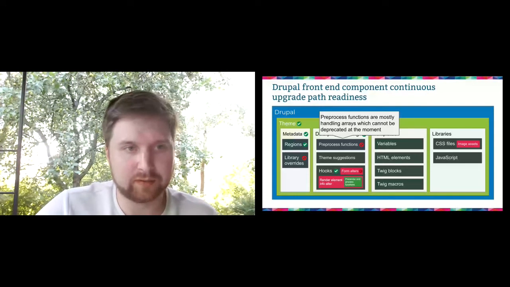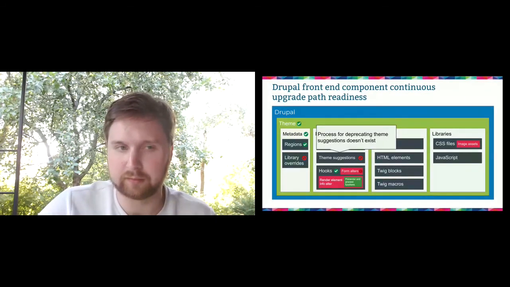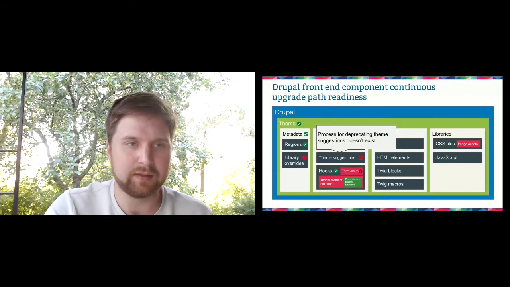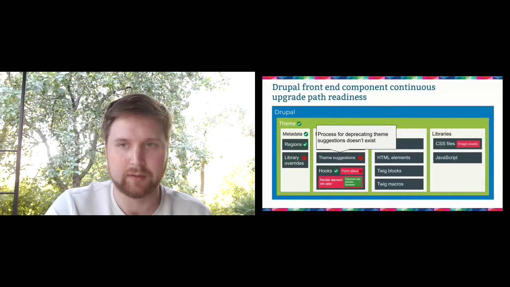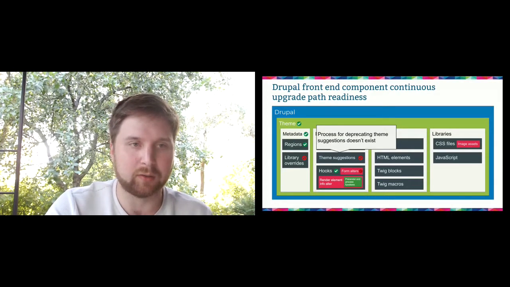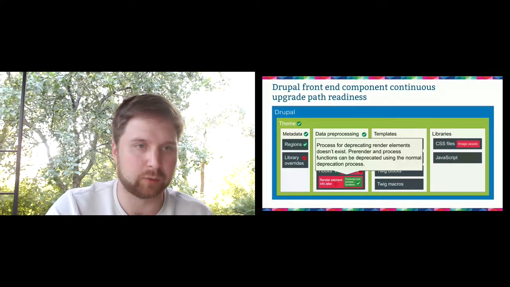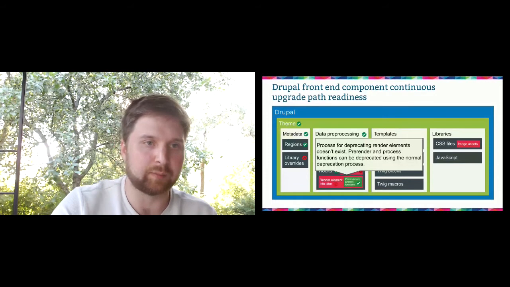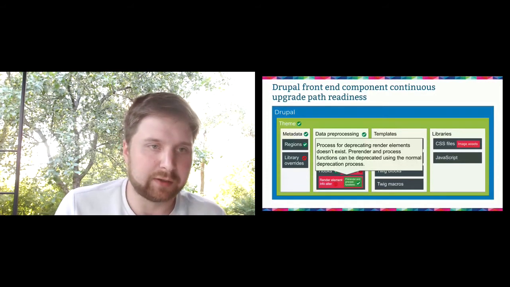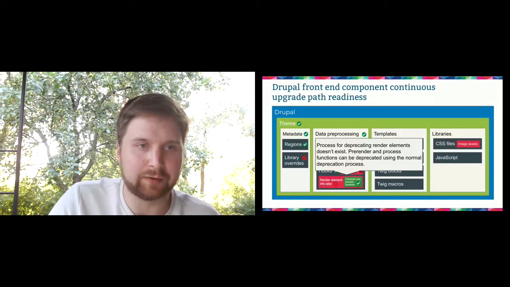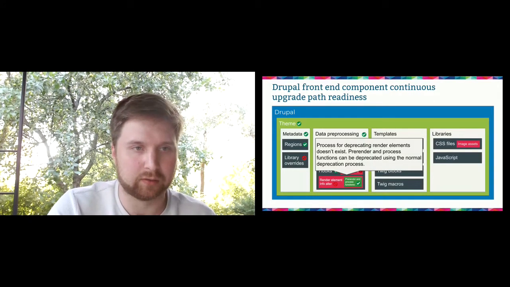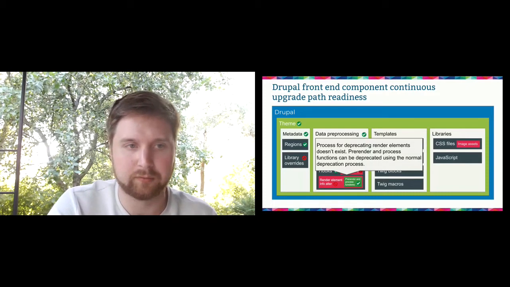Then we have theme suggestions, and we don't really have a way to mark theme suggestions as deprecated right now. And it's probably something that you might need if you want to remove a theme suggestion from the list of theme suggestions that a theme or module provides in Drupal core. Then we have render elements, info alter, and pre-render and process functions. So I would say the render elements probably go to the group of array type of APIs, and then we have the pre-render and process functions that are following the normal deprecation process for functions. So that's something that is possible to do right now.